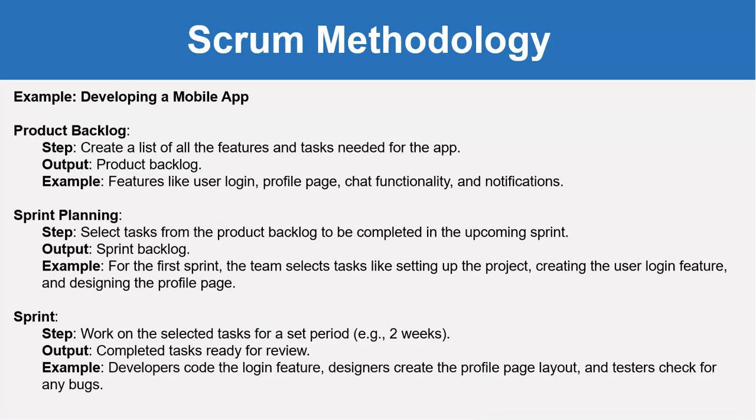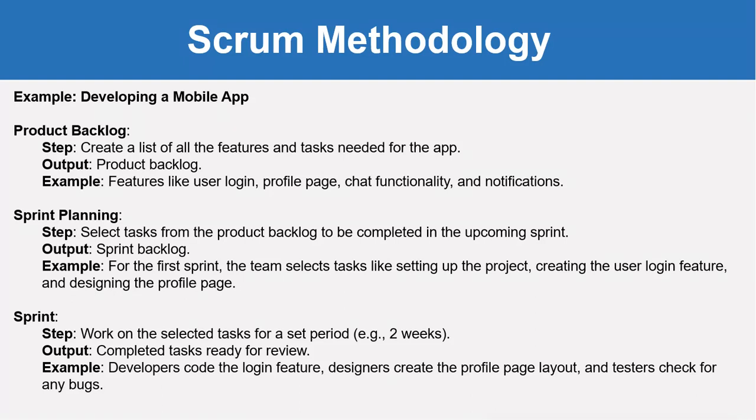So first is the product backlog, in which we are creating a list of all the features and tasks required for the mobile application. The output is the product backlog, with features for example like user login, profile page, chat functionality and notification. Then sprint planning, in which we select tasks from the product backlog to be completed in the upcoming sprint. It is just a meeting basically, and the output is the sprint backlog.